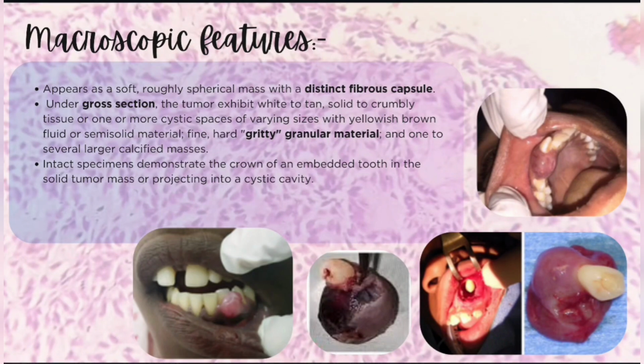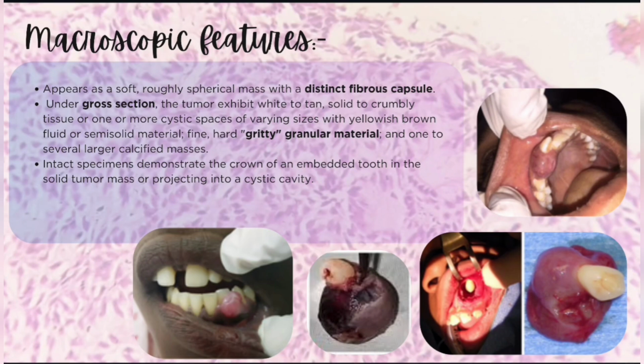One or more cystic spaces can be there of varying sizes, with yellowish brown fluid or semi-solid material. Fine, hard, gritty, granular material, which can be signs of calcification, and one to several large calcified masses. The calcification can be as small as granular gritty material, and it can be large calcified masses also.